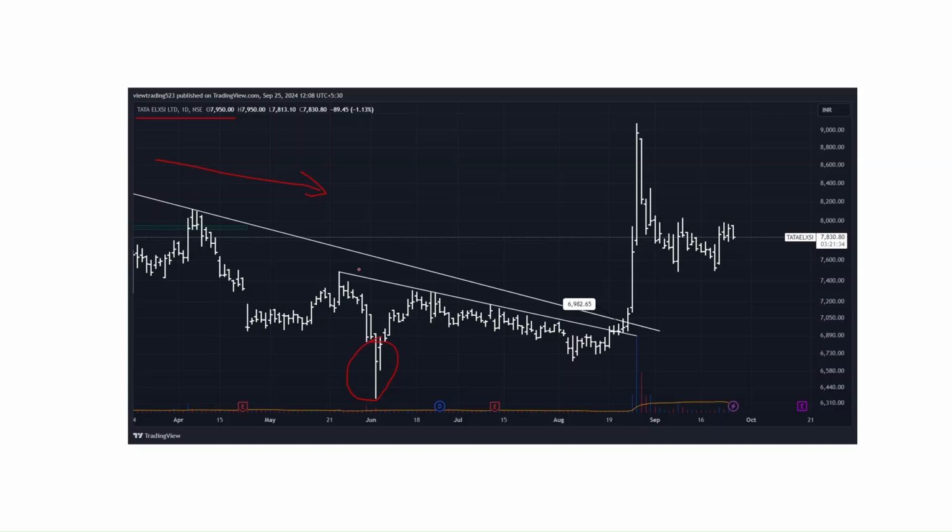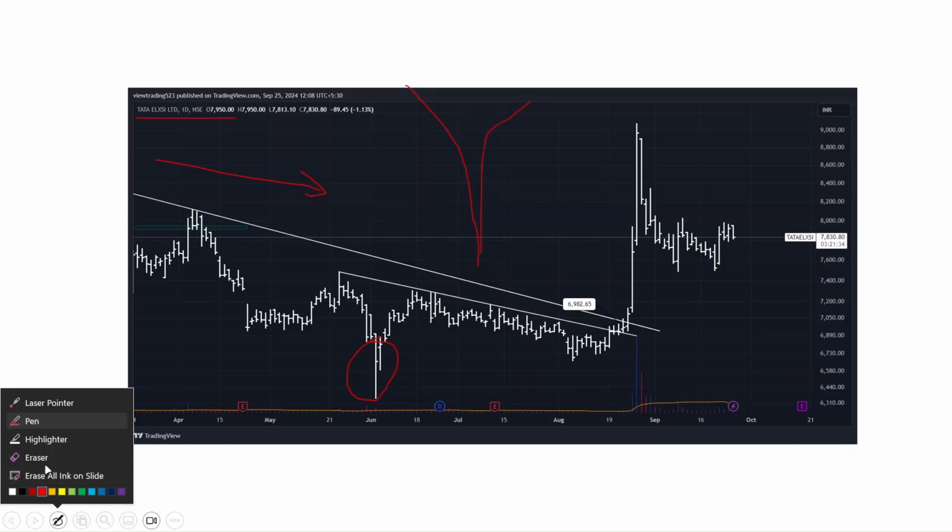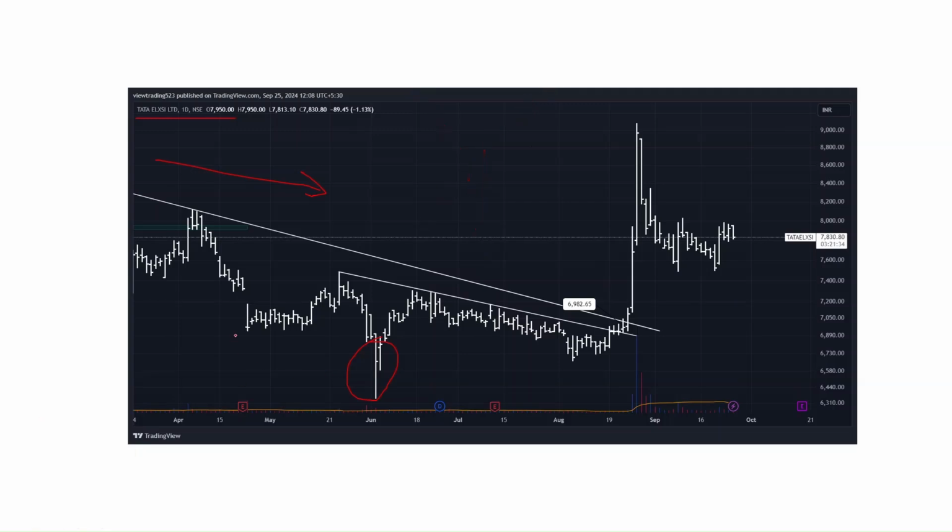What I mean by climax section is that although the volume was not there, the climax action was that the stock was continuously going down. There was a sharp downturn and then a quick recovery. That is kind of a climactic action that the stock was showing. And there was a good base formation that was happening over the last few months.